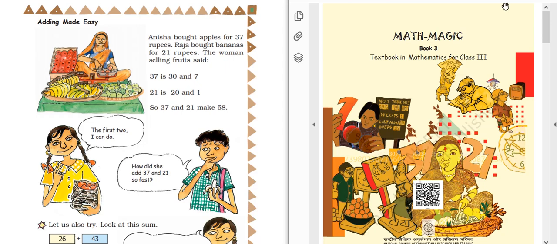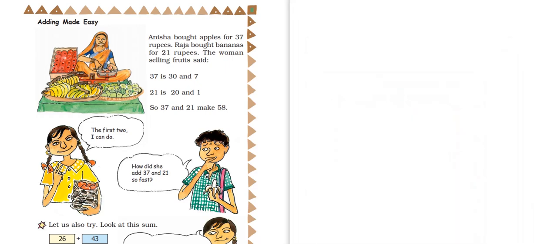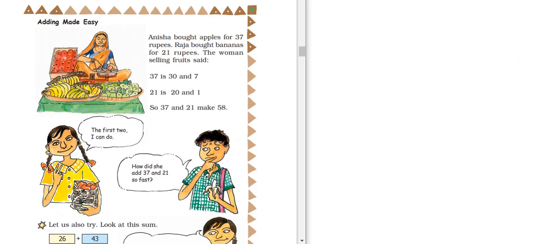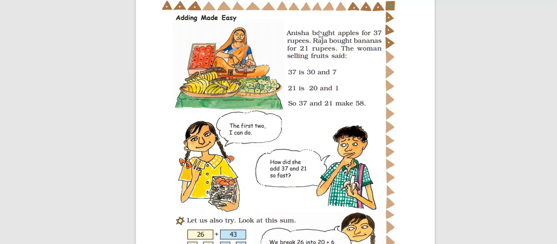In the previous video tutorial, we completed some of the exercises from chapter number 3, Give and Take. Now, let's look at some more exercises from the same chapter, Give and Take. Okay, here we are. Anisha bought apples for 37 rupees.